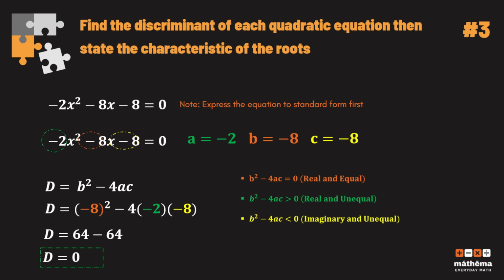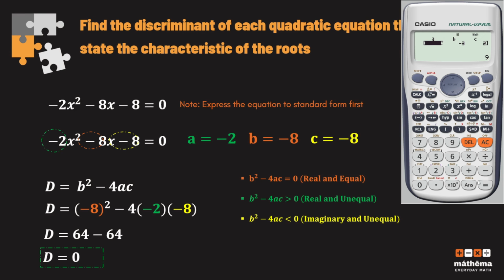Again, looking back to our rule, if the discriminant is equal to 0, therefore our roots will be real and equal. So we'll check that one using again our calculator. Our a is a negative 2, our b is a negative 8, and our c is also negative 8. Click equals. Our root is negative 2, and that is real and equal.